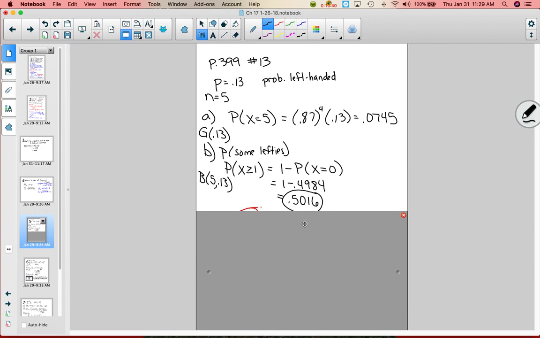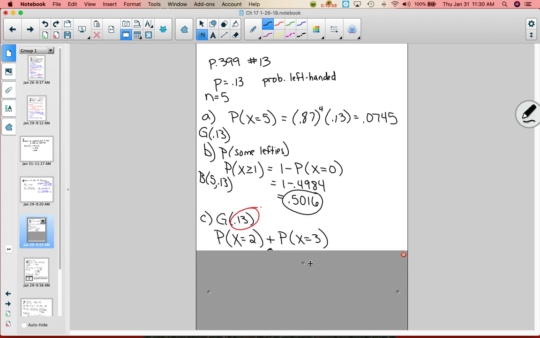The next question says the first lefty is the second or third person. Okay, this is geometric, because notice it says the first lefty, so that's your hint. This is going to involve addition as well. So this is asking the probability that x equals 2 or the probability that x equals 3.